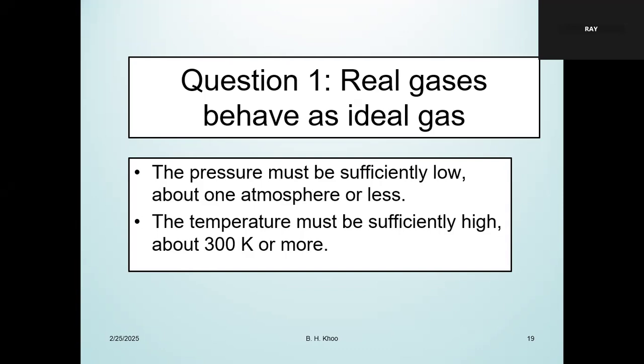Melting point, the liquid is going to change to the solid. So we don't want that. Or we don't want it near the boiling point. So about 300 Kelvin, 300 Kelvin is 27 degrees Celsius. About room temperature.